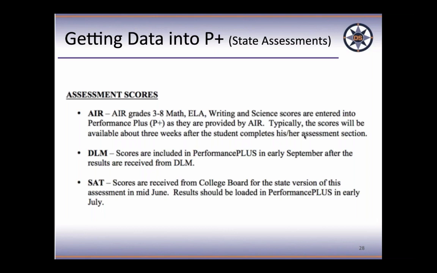The DLM scores go into PerformancePLUS in early September, so they take a little longer to get there. And the SAT scores go in around the middle of June, so they hopefully get there before the end of the school year, but it depends on when the end of school is.